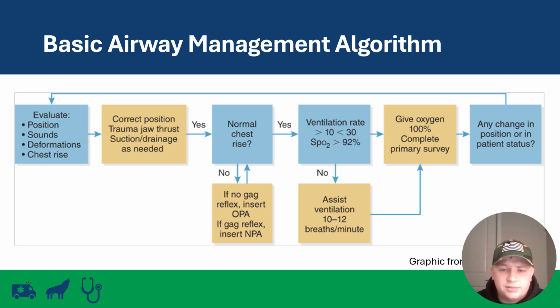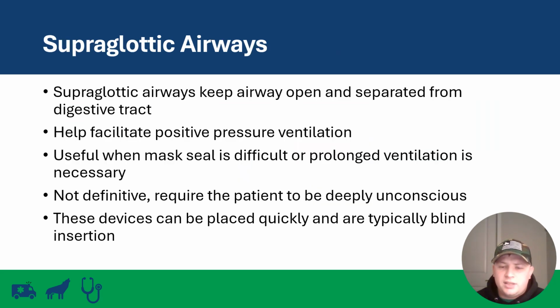put in an adjunct. Check their breathing rate. If breathing's ineffective, assist them with BVM. Provide a high flow option, and then continue your assessment. This is a nice, succinct airway management algorithm here, with just very BLS maneuvers. And remember, this is the basics. The basics are what saves the lives here. Basic is better.